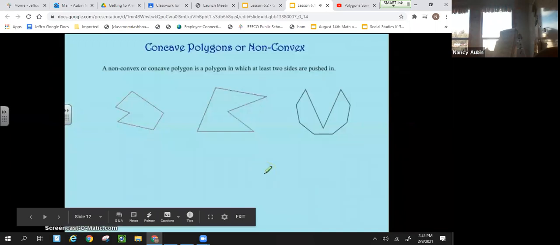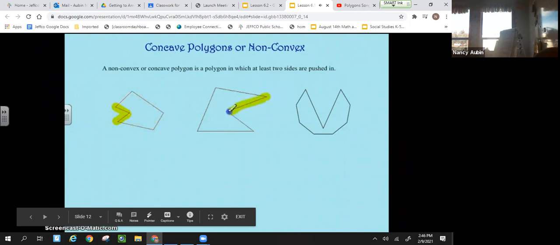The second piece to this is our concave polygons. They're also known as non-convex. So you might see them in textbooks or in other things we do in class. They're interchangeable, both talking about the same thing. A non-convex or concave polygon is a polygon in which at least two sides are pushed in. See how this side is pushed in? It's pushed into the interior of the shape. So this would be an example of a concave or non-convex polygon.